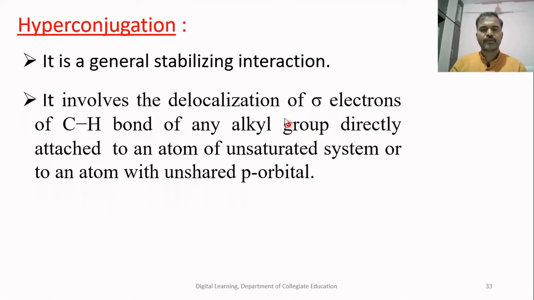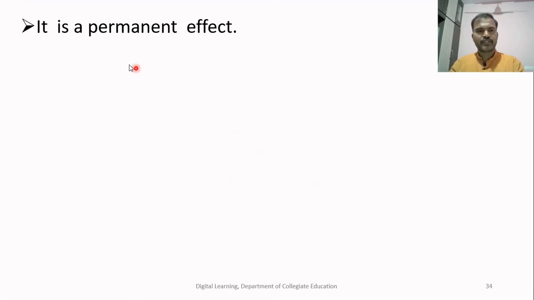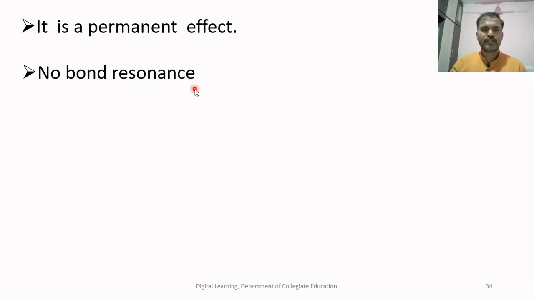It involves the delocalization of sigma electrons of CH bond of any alkyl group directly attached to an atom of unsaturated system or to an atom with unshared p orbital. That means sigma electrons of CH bond of any alkyl group can enter into partial conjugation with an atom of unsaturated system or with an atom having unshared p orbital. Hyperconjugation is a permanent effect. It is also called no bond resonance.